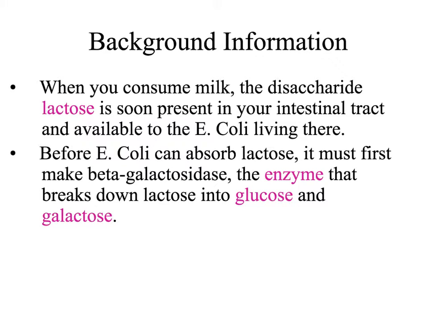All right, so here's some background information. When you drink milk, it is made of a disaccharide called lactose. Lactose, when you drink it, is soon going to be present in your digestive tract and soon in your intestines, and it's going to be available to the bacteria that's living there. Before E. coli can absorb this lactose, it has to have those enzymes. It has to have, specifically, beta-galactosidase, which is the enzyme that's going to break lactose down into the monosaccharides, glucose, and galactose.